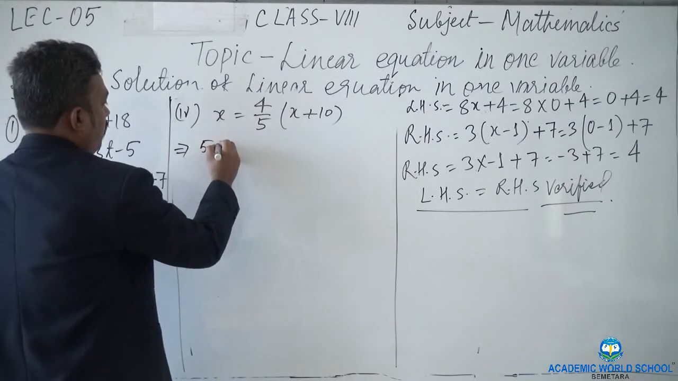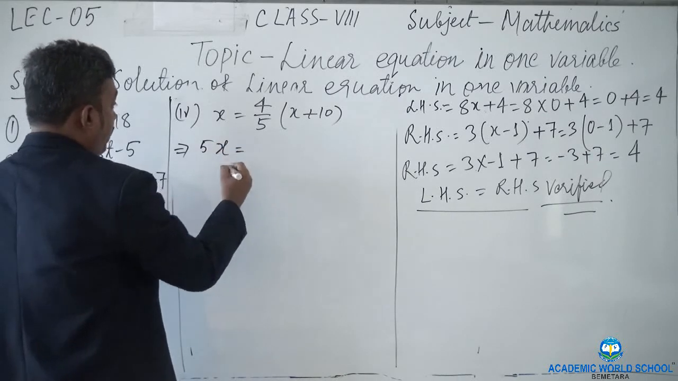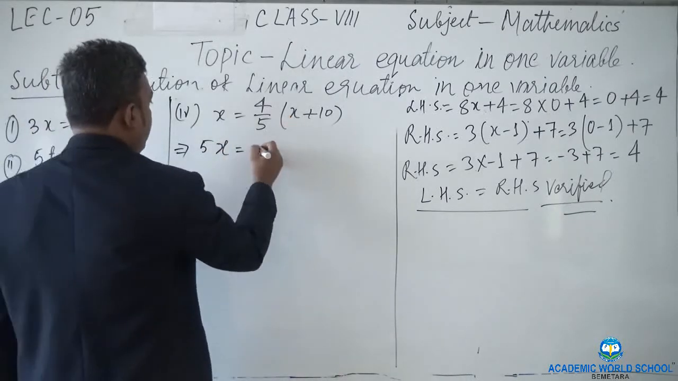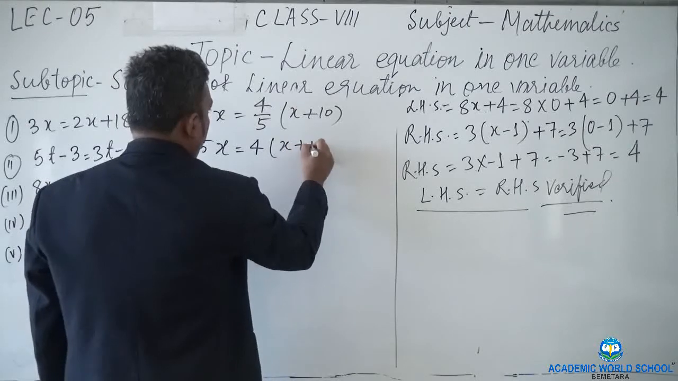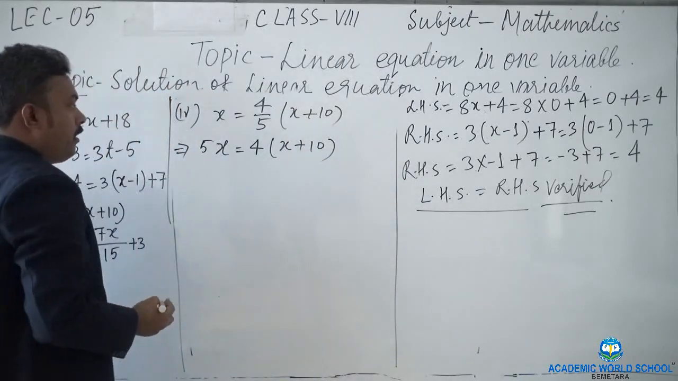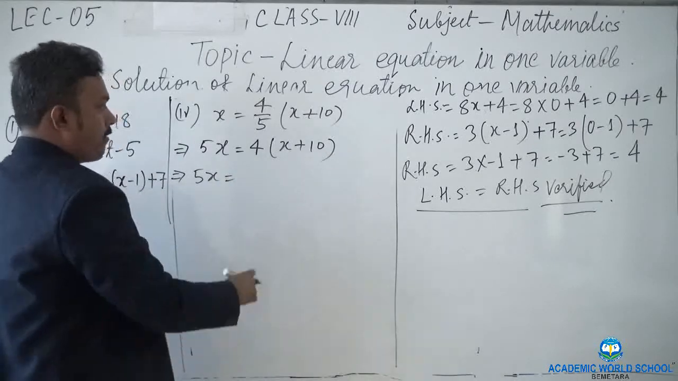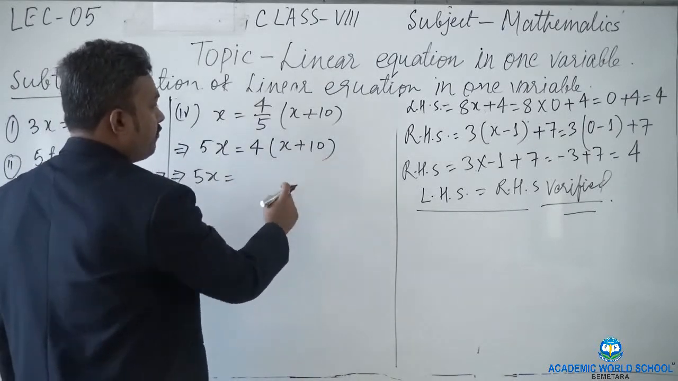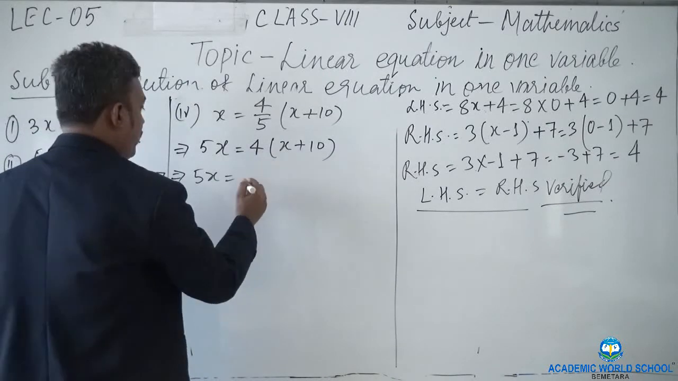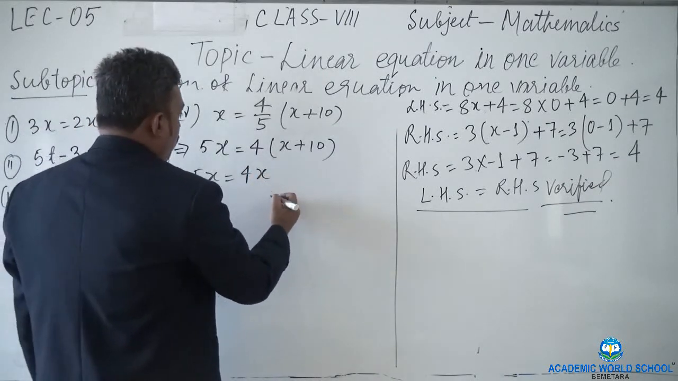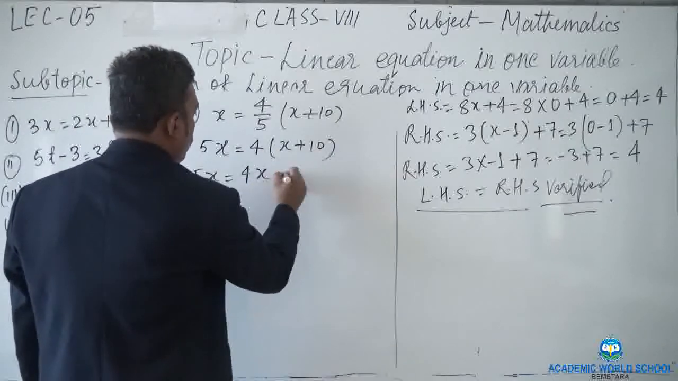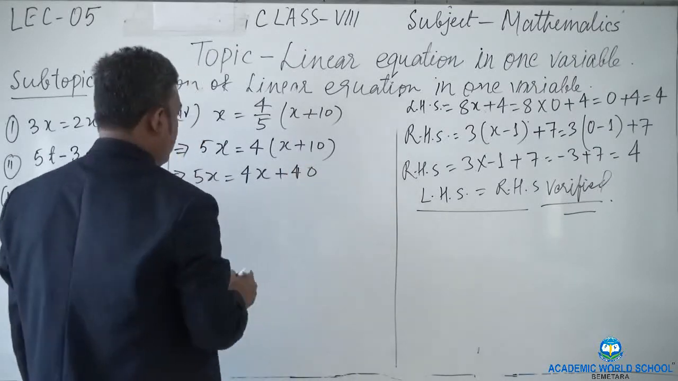5 multiplied by x will be 5x. Okay. Now we will remove the bracket by multiplying 4 with x as well as with 10. So 4 into x is 4x, and then 4 into 10 is 40.